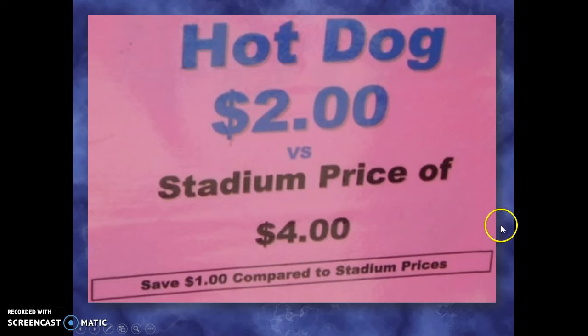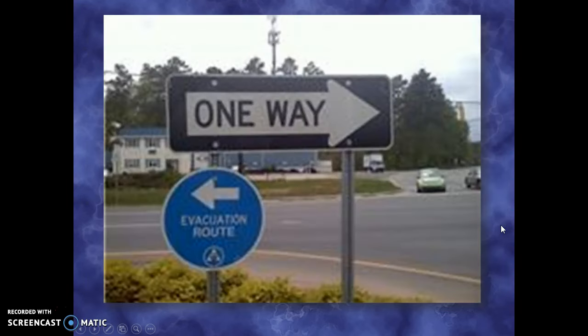All right, let's look at another example. All right, pause the video if you want. Okay, so what's wrong here? Well, you have a one-way street sign and you have the evacuation route going this way.